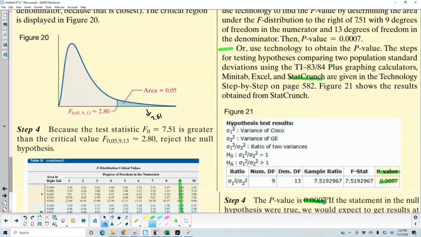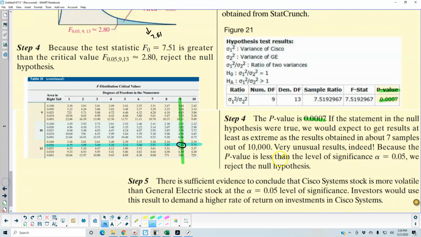Now, since that is the p-value, we can say that if the statement in the null hypothesis were true, we would expect to get results at least as extreme as the results obtained in about 7 samples out of 10,000. So, very unusual results indeed. The p-value, 0.0007, is less than the level of significance of 0.05.